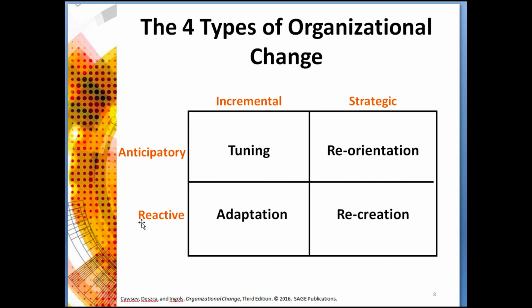And when they don't, when it becomes patently obvious and we can no longer ignore it, then we're going to have to react, and we're going to have to do things quickly and maybe not so planned. And that requires a different type of organizational change. And to tell you the truth, I pretty much think I've been in all of these in my 20 years. So we'll take a look at this.